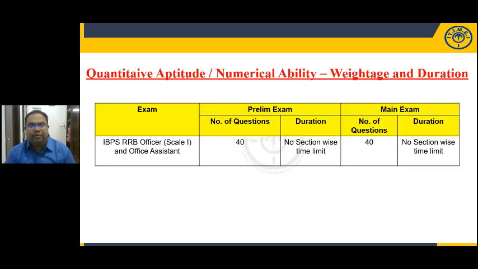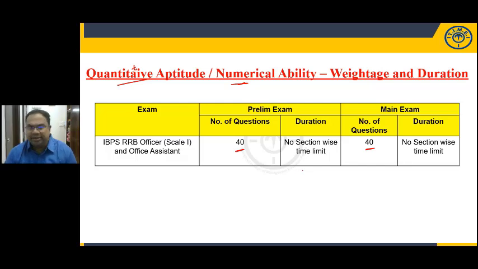As all of you are aware, we have 40 questions in the prelim exam and 40 questions in the main exam, both in Officer Scale 1 and Office Assistant quantitative aptitude section. PO or Scale 1, we call it quantitative aptitude, and here we call it quantitative aptitude. In clerk it is called numerical ability, right? 40 questions. There is no section wise time limit, but we need to fix the time limit for each section and try to answer the questions, right?